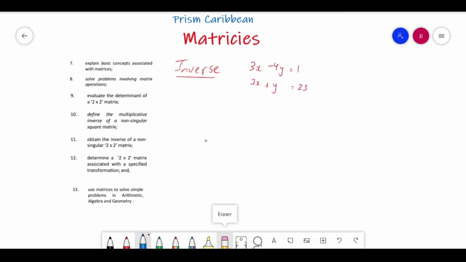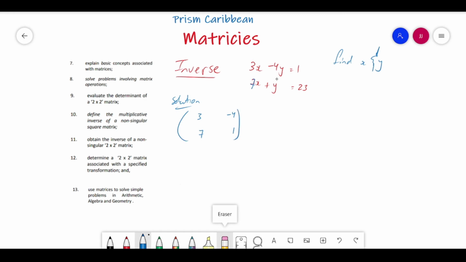Right. So solution. So we want to find x and y, right? So what we first have to do is put this into a matrix form. So the matrix form will be 3, negative 4, 7, and 1.